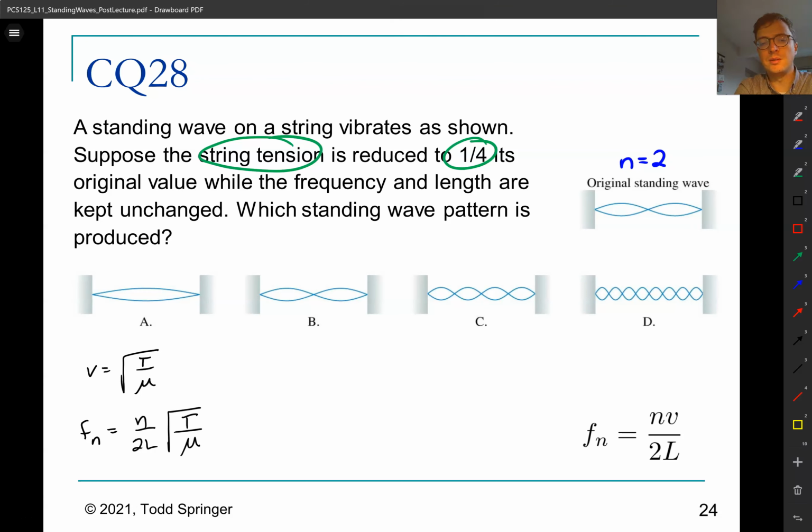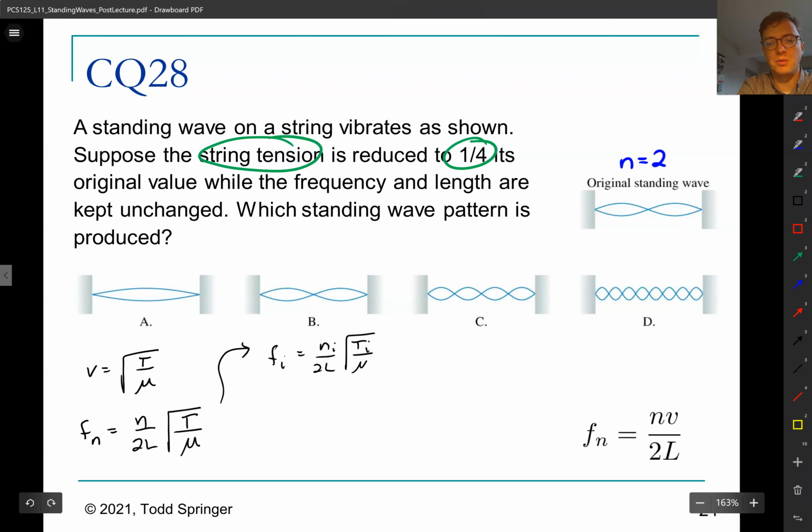So initially, I had n equals 2. So let's do the following thing. F initial will be n initial over 2L times the square root of the initial tension divided by mu. Mu and L don't change, so I don't need to say initial and final. And then F final will be the same thing: n final over 2L, square root of the final tension divided by mu.